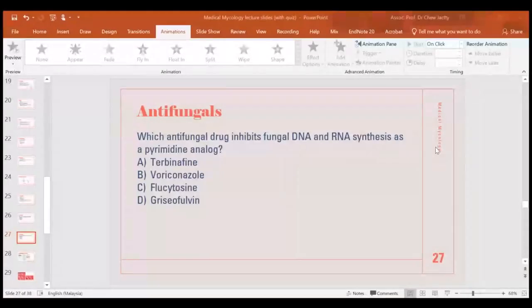Which antifungal drugs inhibit fungal DNA and RNA synthesis as a pyrimidine analog? Not terbinafine, right? We just talked about terbinafine. Not azoles. So C or D? C. What about the mechanism of action of griseofulvin? Giselle okay? Yutong okay? Wizen okay? What about the rest of you? Are you all following? Griseofulvin. What does it do? What is the mechanism of action?